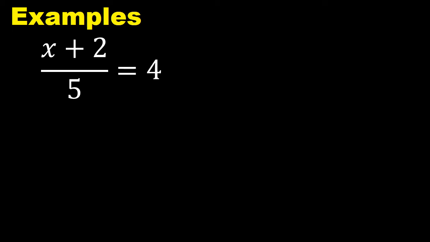So what about this one? This one has a star next to it because this is an example of when you do multiplication first. So you notice on the left side here, I have a fraction bar. In order to simplify this to get x by itself, we're going to multiply both sides by the denominator first, which is 5.